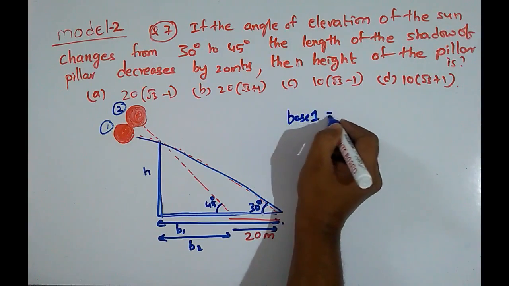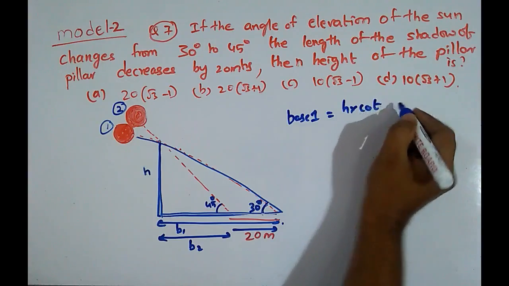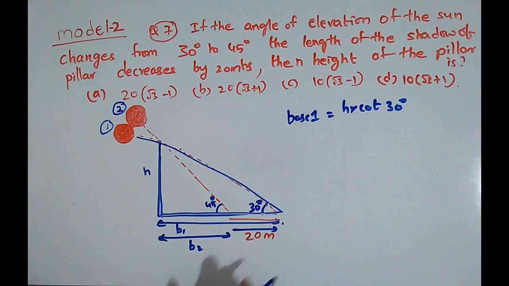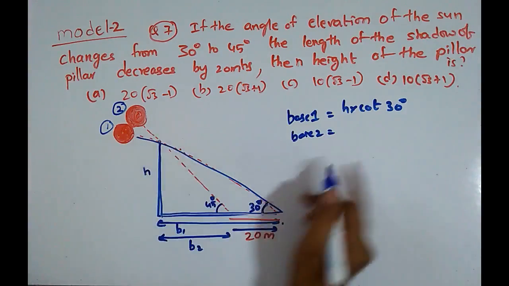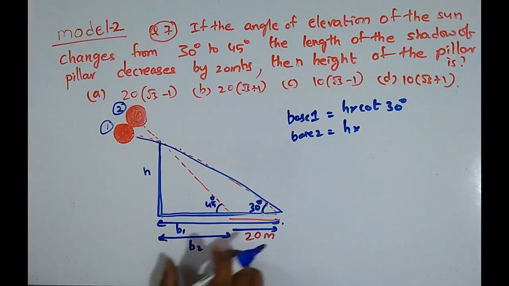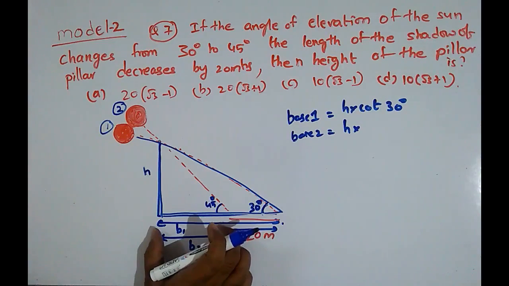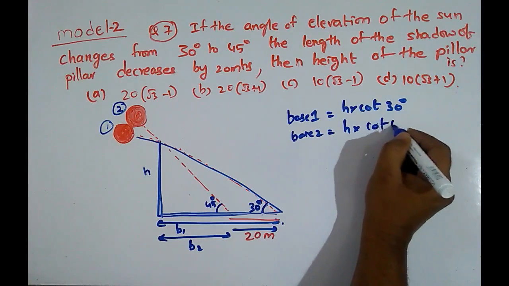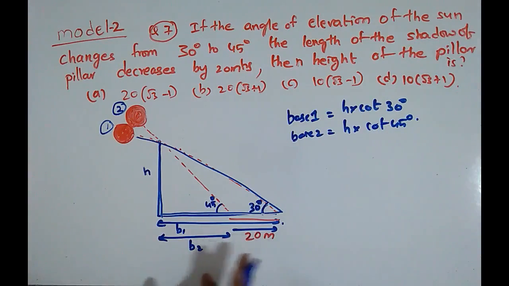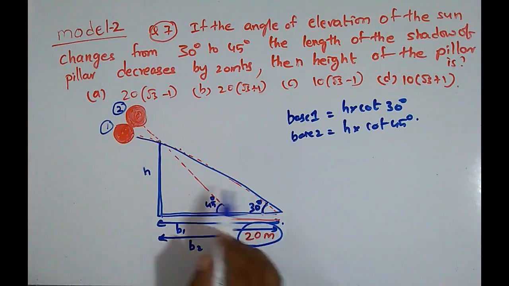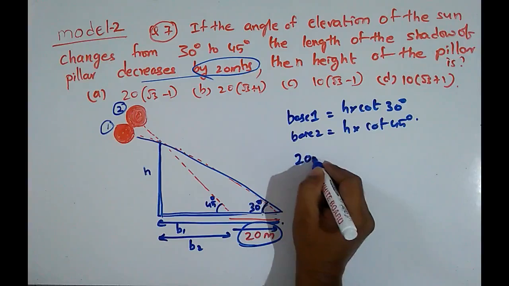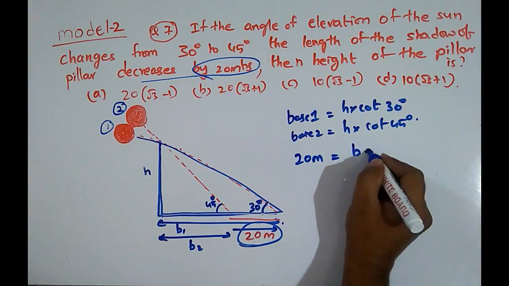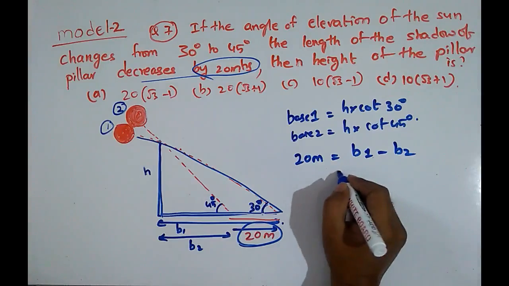Base 1 is given by h into cot 30 degrees, friends, and base 2 is given by the same height of the pillar, which doesn't change, but the shadow changes, that is base 2 is different, and the cot angle is 45 degrees, friends. All the data we have is that the difference between base 1 and base 2 is 20 meters. The shadow is decreased by 20 meters, so the difference is 20 meters, that is base 1 minus base 2 is 20 meters, friends.